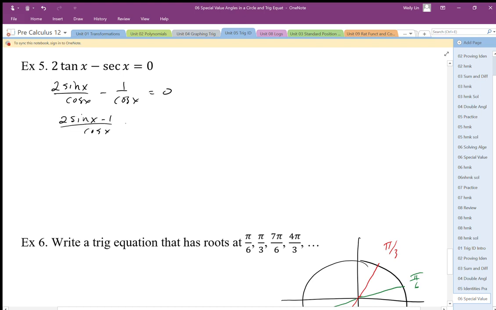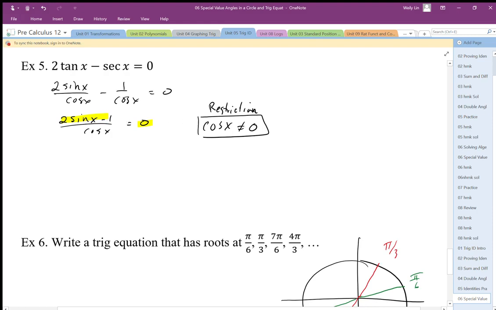Well, if it's equal to 0, that's really nice, because I just need to say that the numerator equals 0, as long as I observe my restriction, that cos x is not equal to 0. I'm not dividing by 0. This is my restriction. So as long as I don't get solutions for x at pi over 2 or 3 pi over 2, where cosine is equal to 0, as long as I don't have that overlap with the solutions up here, then I'm okay.